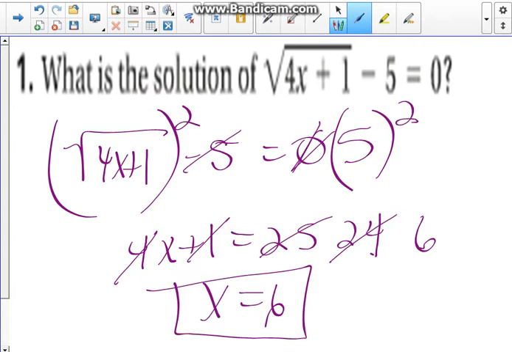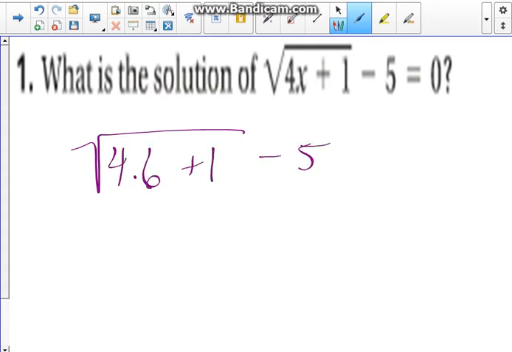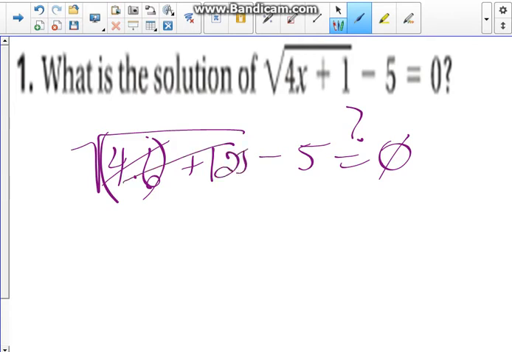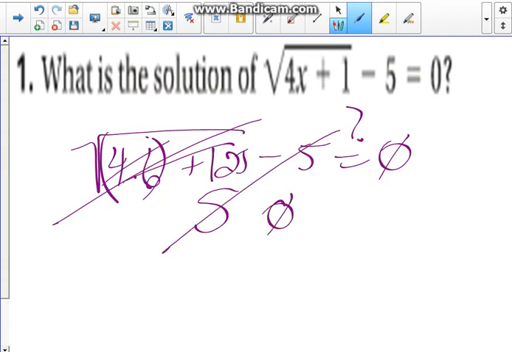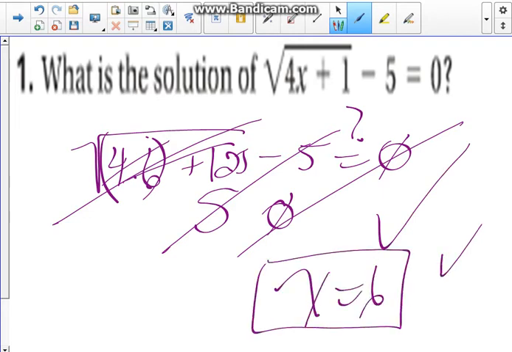Okay, when we plug that answer in, we get, does the radical 4 times 6 plus 1 minus 5 equal 0? Okay, so 6 times 4 is 24, plus 1 is 25. Radical 25 is 5. 5 minus 5 is 0, and 0 does equal 0, so it checks out. So our answer is x equal 6 for sure.